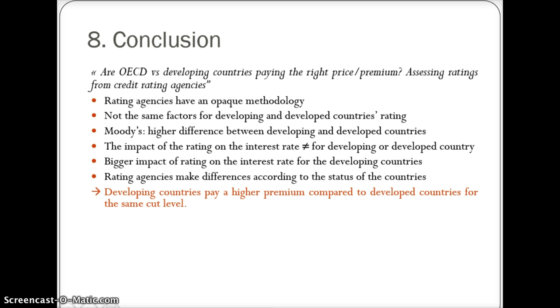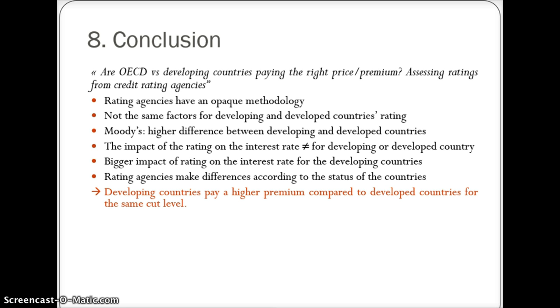Now to conclusion. The variables taken into account by rating agencies when they give a rating are part of an opaque methodology. We have now more information on the topic. With our study, we made some conclusions. The first step consisted in determining rating for S&P and Moody's for developing and developed countries. We highlighted several relevant things. First, the two rating agencies do not take into account the same factors for developing and developed countries. Second, Moody's seems to make a higher difference between developing and developed countries than S&P.